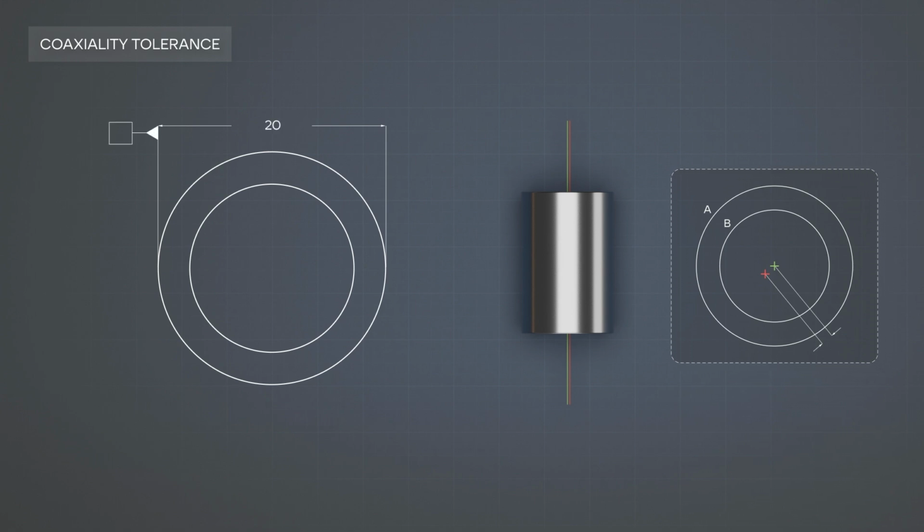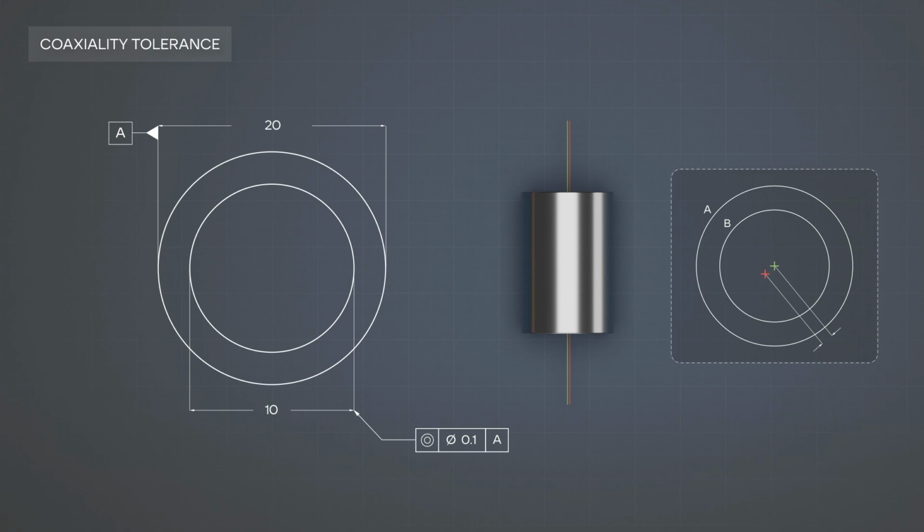And then I point at the dimension line of the other cylinder, which for example has a diameter of 10, and I say I want the axes of this cylinder to be coaxial, and I have to use the symbol for coaxiality, which looks like this. It has to be coaxial with A with a tolerance of 0.1, and I put my diameter sign here to indicate that it's in all directions.